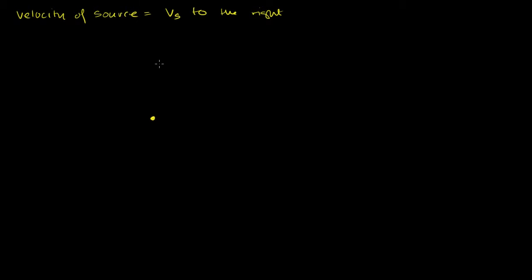So that's how fast he's moving to the right, and he's emitting a wave. And let's say the velocity of the wave that he's emitting, let's call that v sub w, radially outward. Got to give a magnitude and a direction. So radially outward. That's the velocity of the wave.